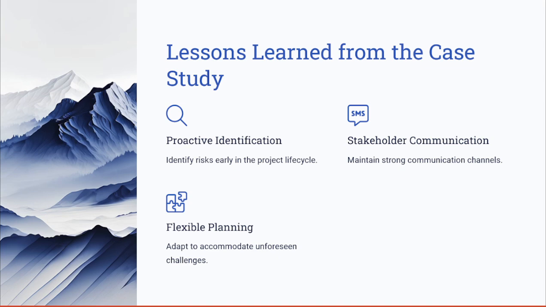The key lessons learned from this case underline the importance of proactively identifying risks early in the project life cycle. Continuous identification and monitoring of these risks are very important. Also, strong communication channels with the stakeholders proved invaluable for securing buy-in and aligning expectations. Additionally, the project demonstrated the necessity of flexible planning, allowing adjustments to accommodate unforeseen challenges without compromising the overall objectives.